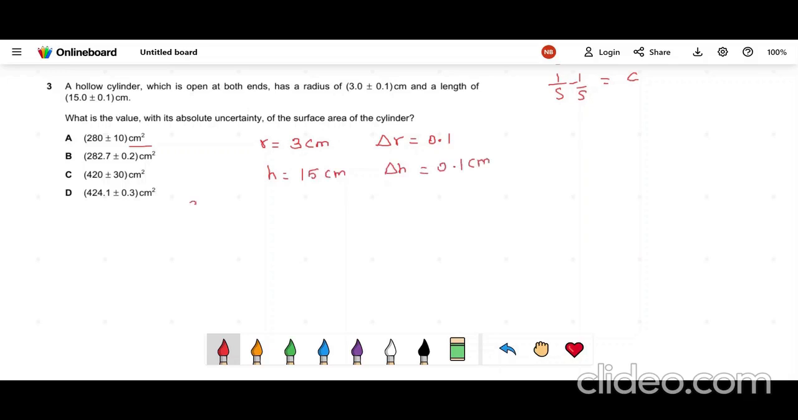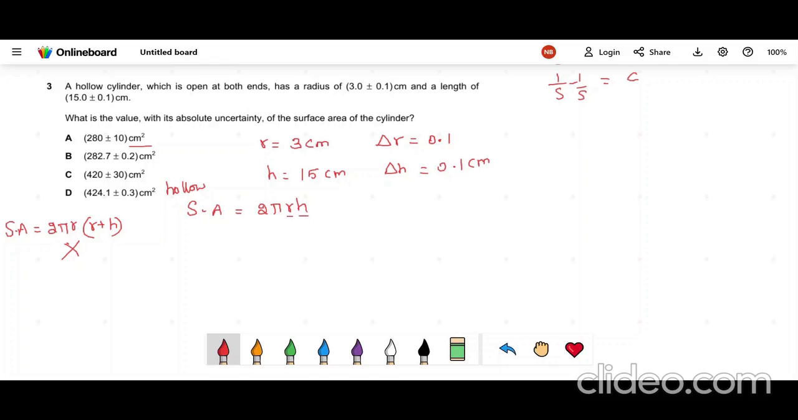And what is the formula for surface area of the hollow cylinder? For a complete cylinder, surface area will be 2 pi r into r plus h. This is not the right formula to use here, because we are using a hollow cylinder. Please don't forget that one, hollow cylinder. Hollow cylinder has the formula 2 pi rh. So in 2 pi rh, 2 pi is a constant, but r and h are variables in the multiplication.